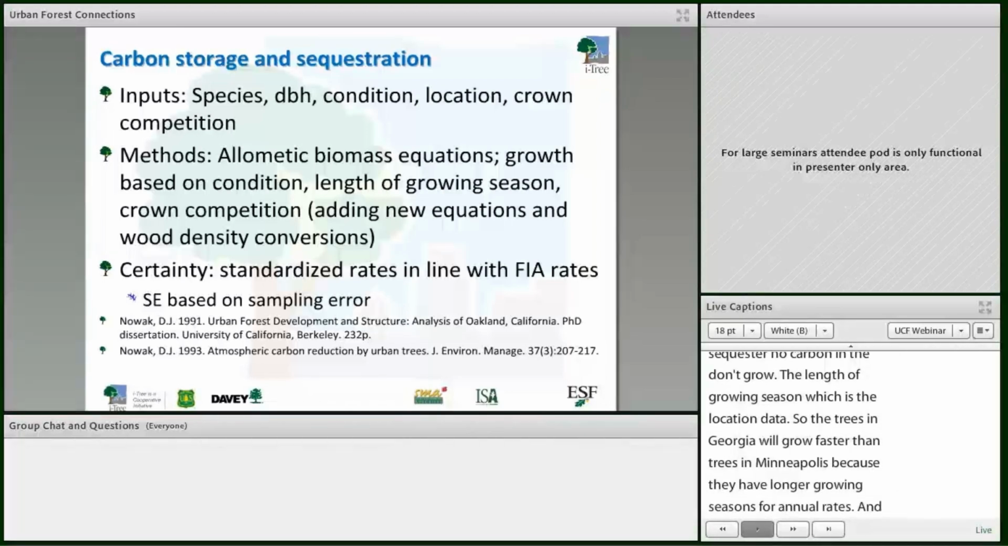We have, I think, 64 carbon equations in there right now. We're adding many more from forest inventory analysis and wood density conversion factor, so this will be updated in the next year or so with new equations or more equations.